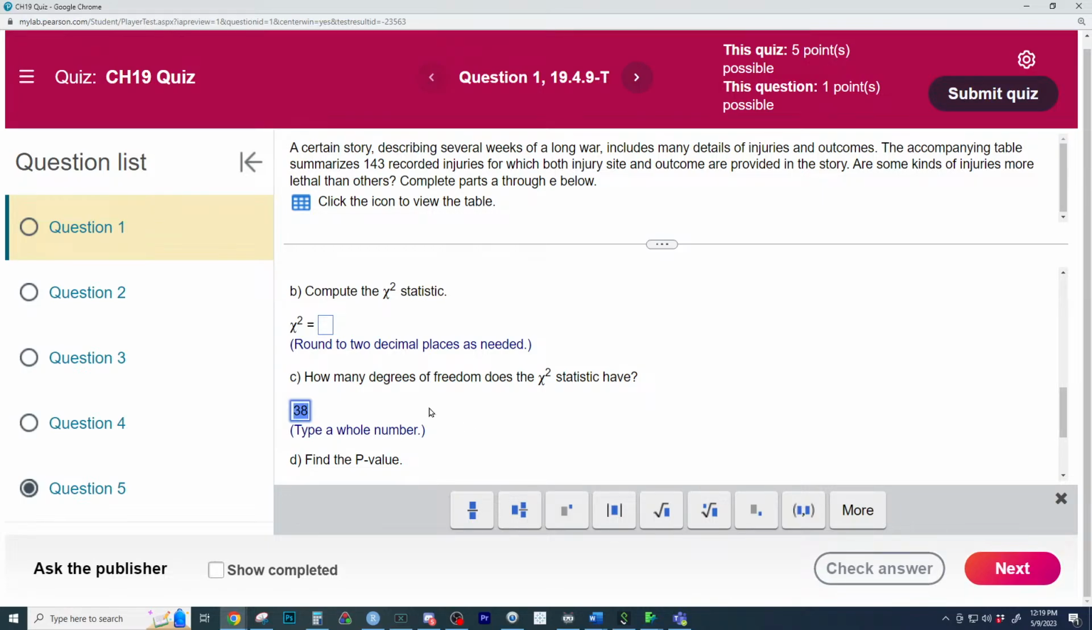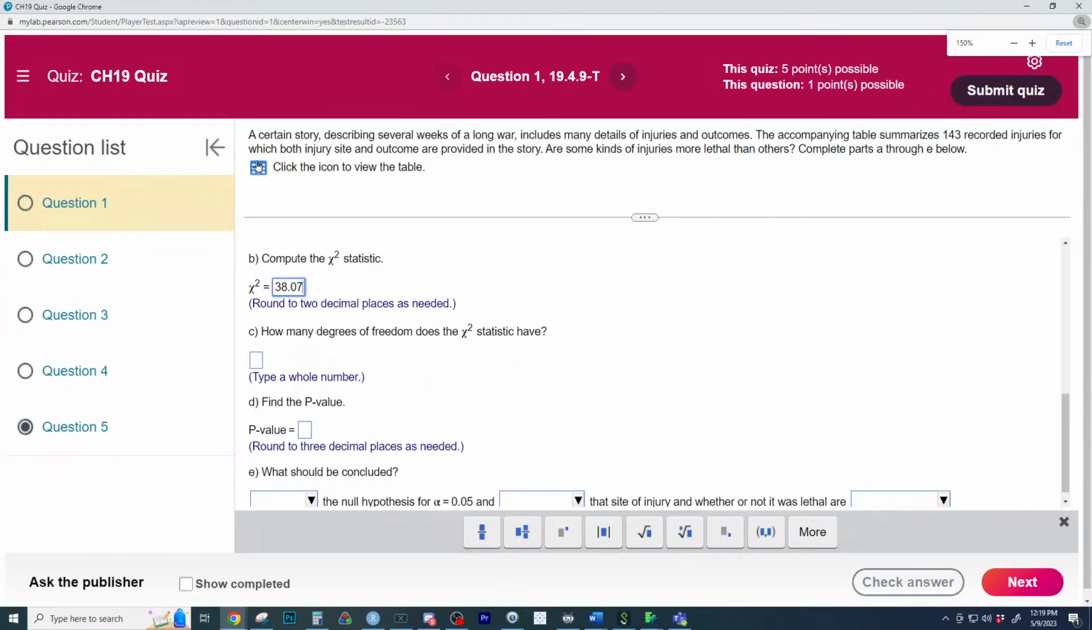Oh, no, degrees of freedom. Oops, chi-squared test statistic. Here we go. Two decimals. So there it is. How many degrees of freedom does this have?